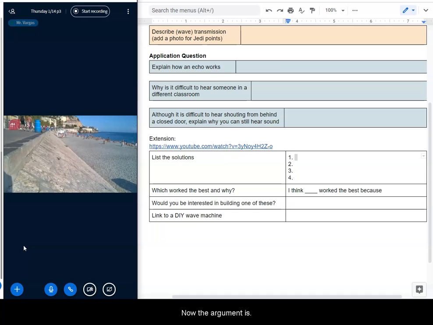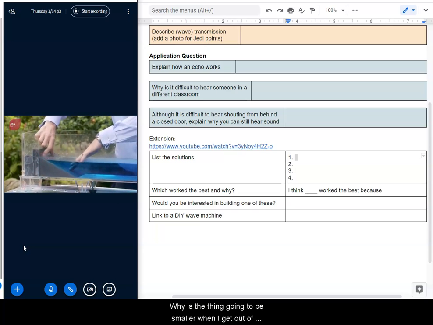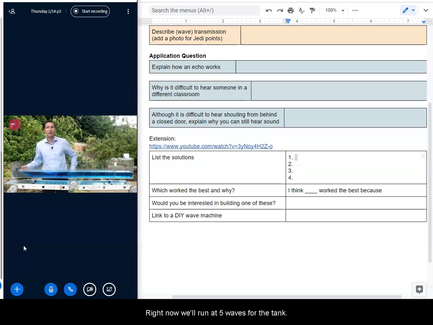Now the argument is that we're going to now induce more breaking against it. The waves are then going to be smaller when they hit our defence and it's going to have a better performance. Right, now we'll run our 5 waves through the tank.